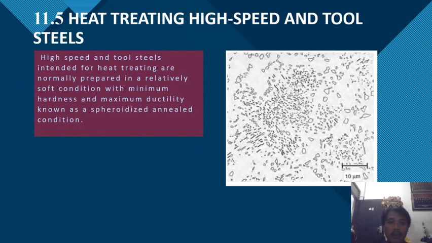In the heat treating of high-speed and tool steel, the steels intended for heat treating are normally prepared in a relatively soft condition with minimum hardness and maximum ductility, known as a spheroidized annealed condition.